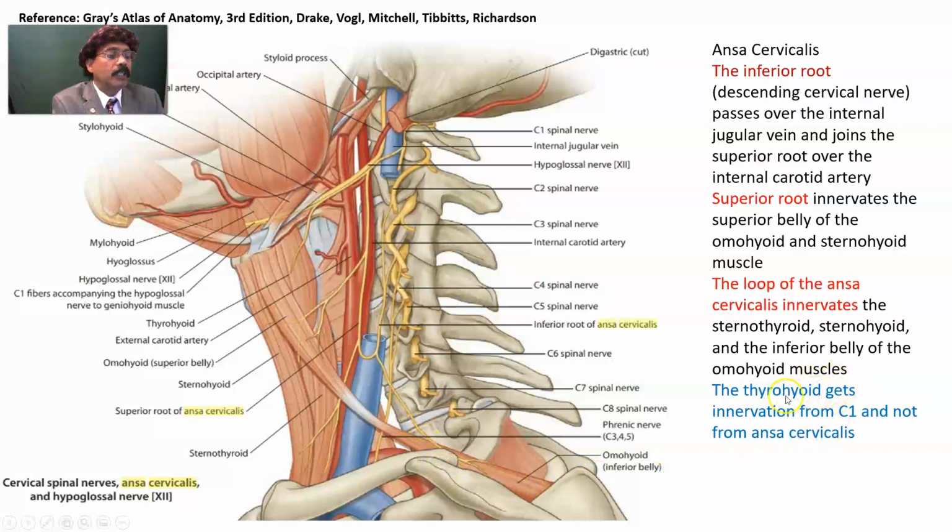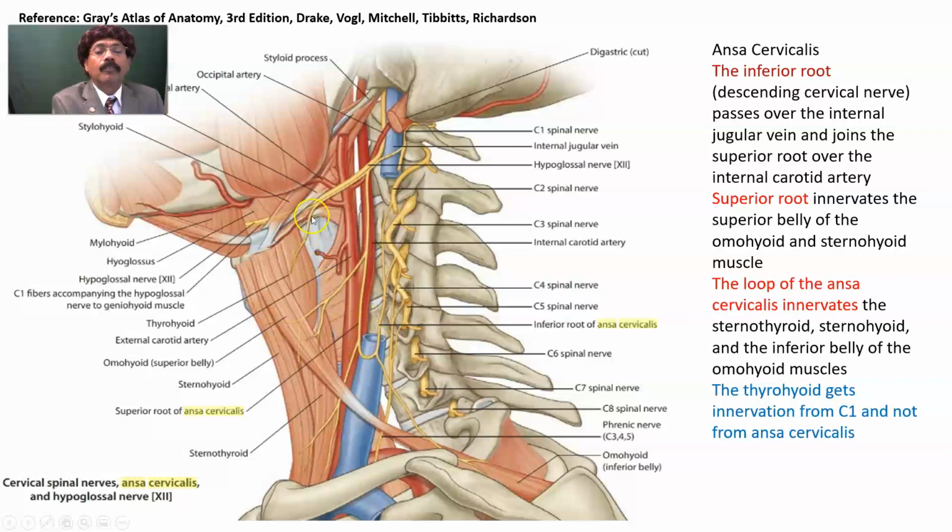But we have to remember the muscle from thyroid to the hyoid. This is the thyrohyoid muscle. It does not get innervation from the Ansa cervicalis loop. It is getting innervation directly from C1. The superior root comes together with the hypoglossal nerve, then splits from the hypoglossal nerve and innervates the thyrohyoid muscle. But this innervation is not from the loop.